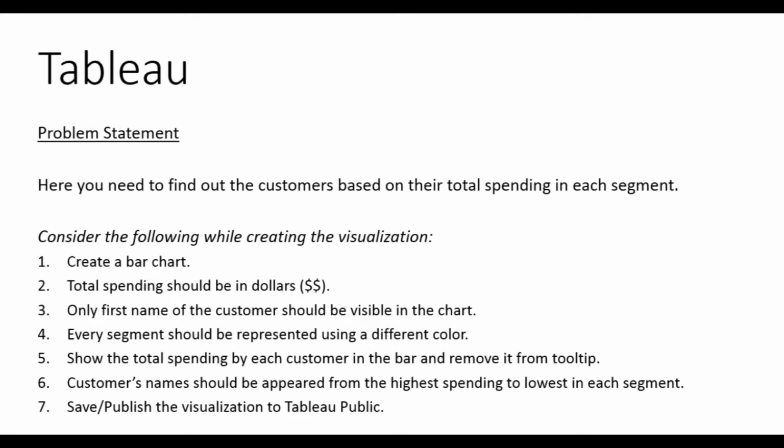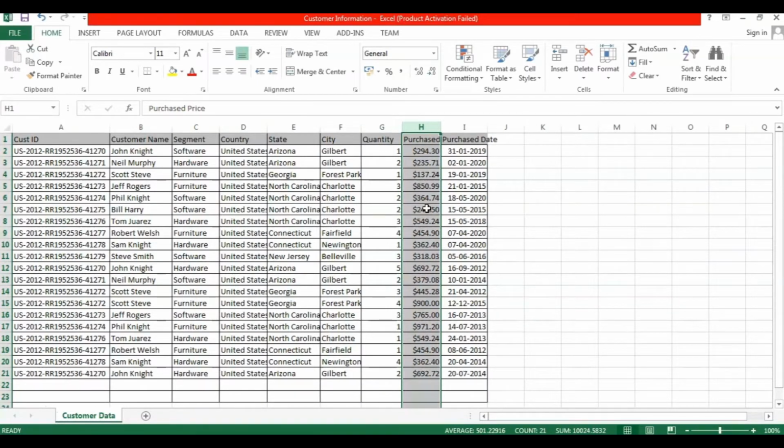So let's see what we have to do here. We have a data source, and in that data source we have customer information, and we need to find out the customers based on their total spending on each provided segment. So let me open the Excel sheet, the data source. So this is the data source we have. Whenever we get any problem statement or want to create a chart, the most important thing is to understand the data, because once we understand the data, we will know which columns we require in that chart. So creation of the chart will be easy once we know the underlying data source.